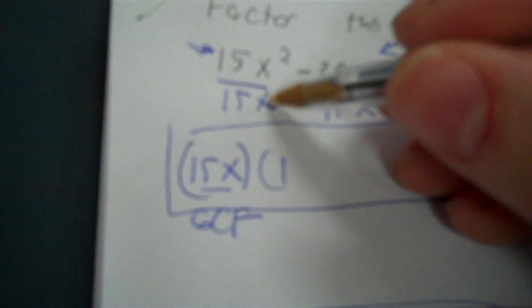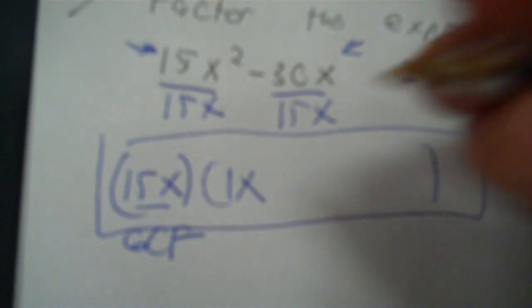So 15 divided by 15 is 1. x² divided by x, remember how that's done. It's x times x divided by x. Get a cancellation, but we have an x remainder. Negative 30 divided by 15 is negative 2, and then x divided by x is a complete wipeout. Okay, so you bring over your 15x GCF.